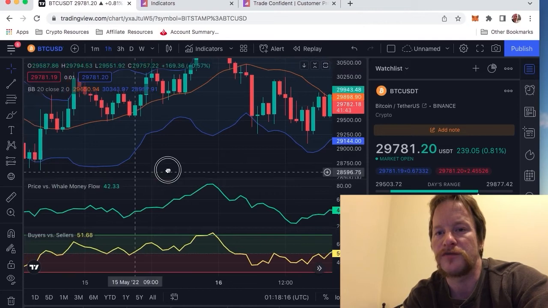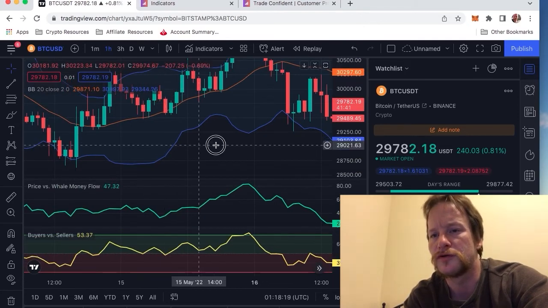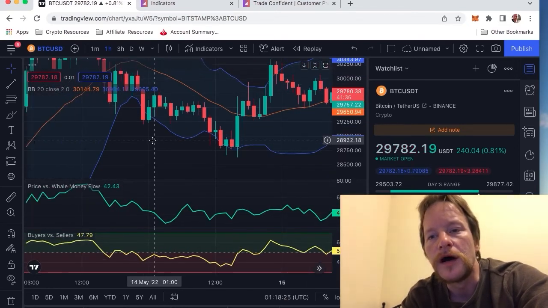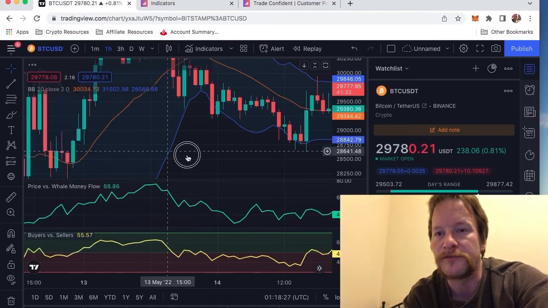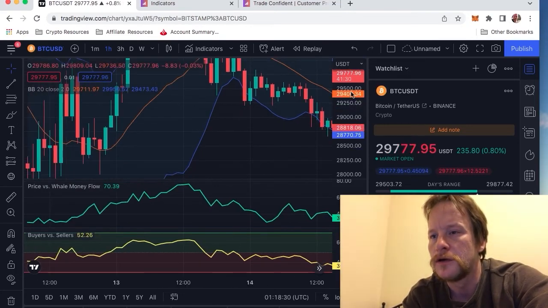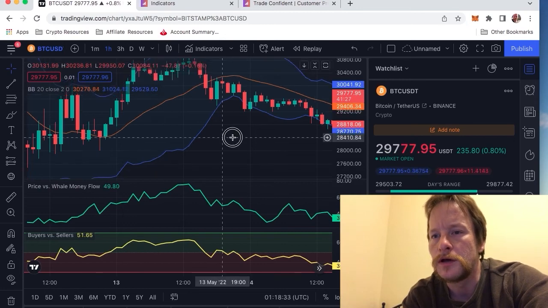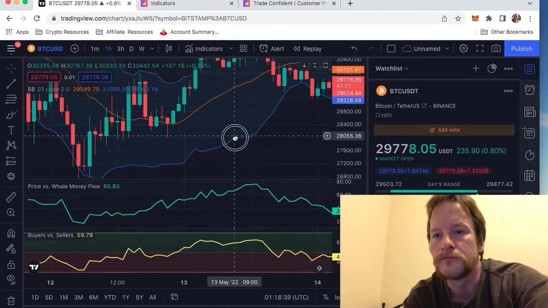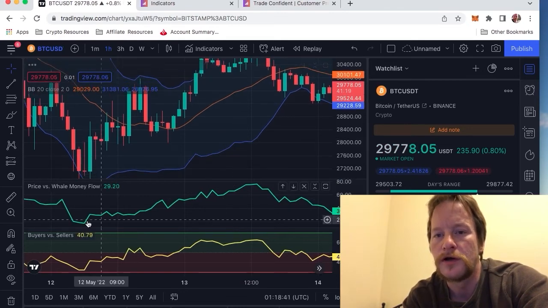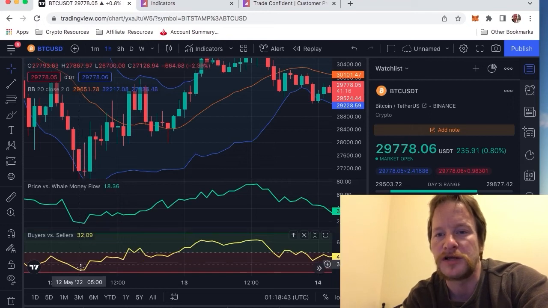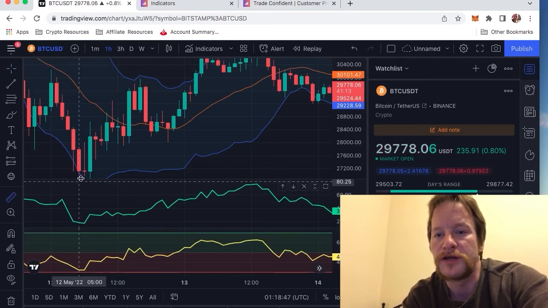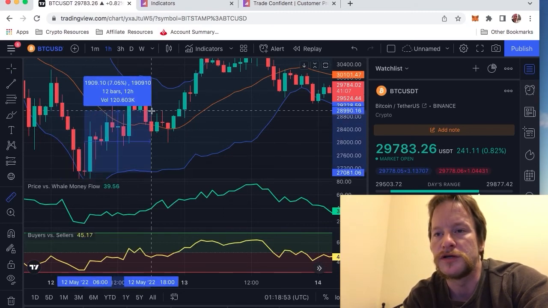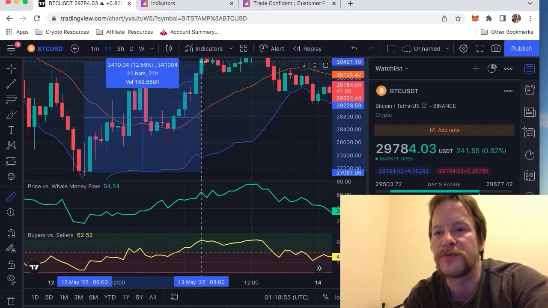Now I want to try and find one that was around when the bull market happened, but I don't think I'm going to get to there. I'll talk about this at the end of the video. Let's see, we're looking for a bottom. Here we go. So right here, the whale money flow is on the bottom, and buyers and sellers are on the bottom. You would come in here and buy, and then sell somewhere up here.